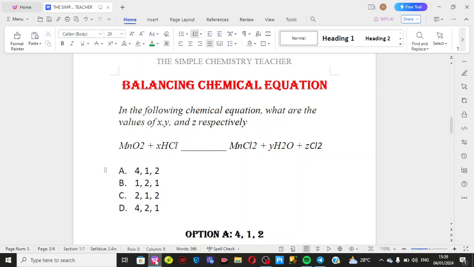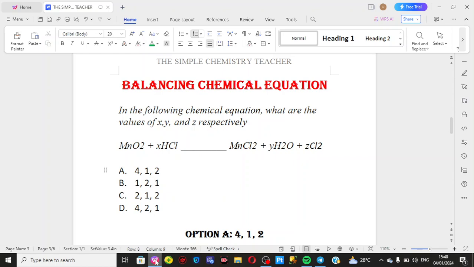So in this equation, MnO2 reacts with HCl, it gives us MnCl2 plus water plus chlorine molecule. The options are: A is 4, 1, 2; B is 1, 2, 1, 2; C is 2, 1, 2; and D is 4, 2, 1. So I am going to take these options one after the other and explain to you.